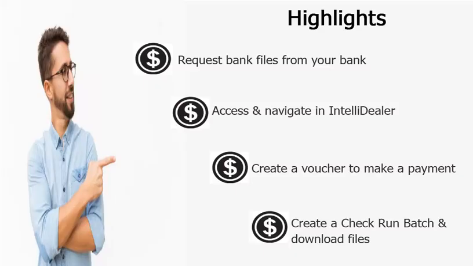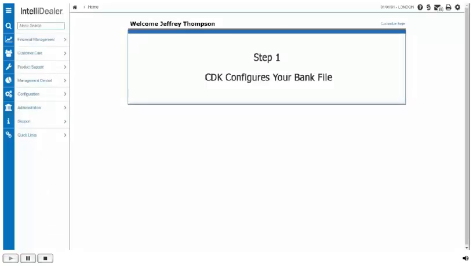Now we'll show you how it's done. Sit back and relax for a great demonstration. First, you will need to request a bank file from the bank you use to pay your vendors. This will tell us which format we need to use. Once we know the format, we want to set up your vendor.